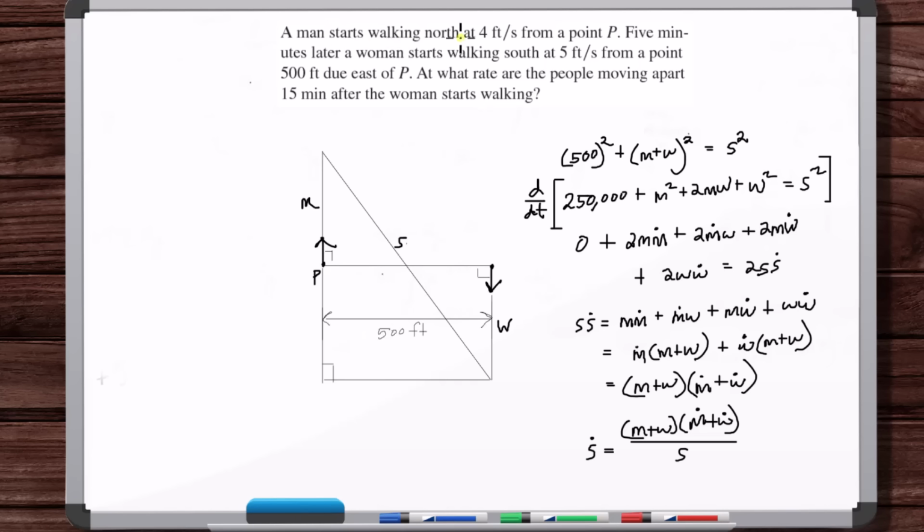A man starts walking north at 4 feet per second from a point P. Then 5 minutes later, the woman starts walking. So if we're looking at a moment 15 minutes after the woman starts walking, that means the man has been walking for 20 minutes north at 4 feet per second.